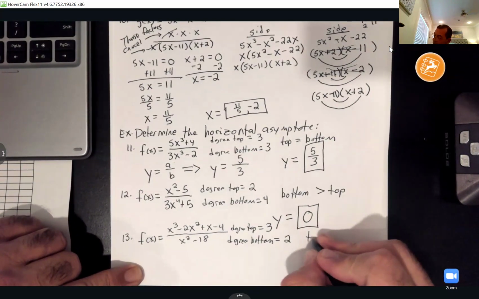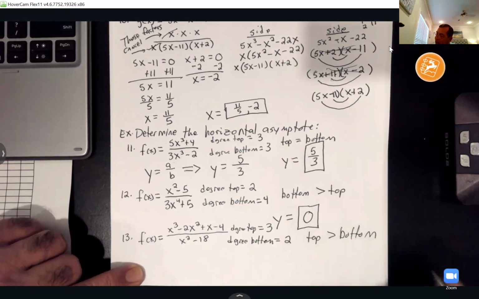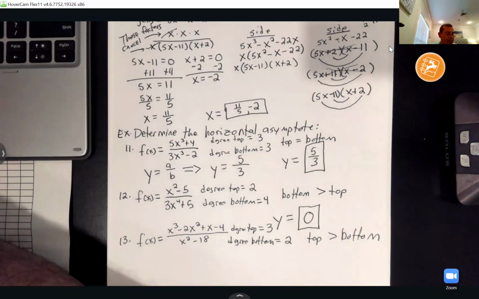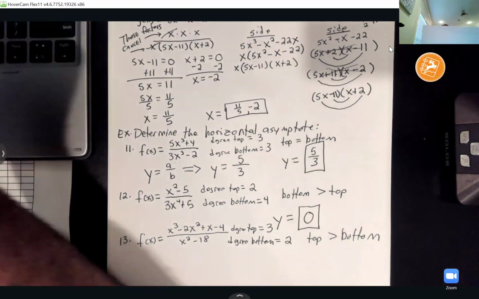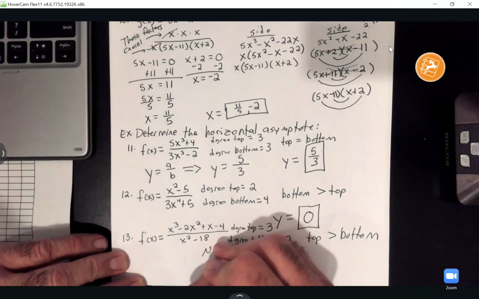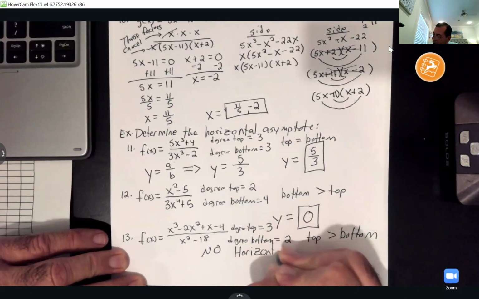So this one, the top is greater than the bottom. So what do we say about that one? Because remember, that top is growing a whole lot quicker than that bottom is. No horizontal asymptote? There is no horizontal asymptote. Good job.